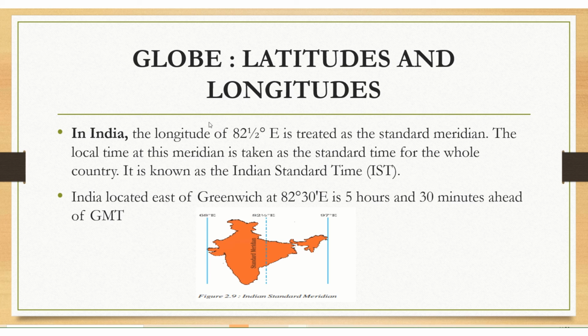In India, the longitude of 82.5 degrees east is treated as the standard meridian. The local time of this meridian is taken as the standard time for the whole country. It is known as Indian Standard Time. India is located east of Greenwich, at 82.5 degrees east, which is 5 hours and 30 minutes ahead of the Greenwich meridian.